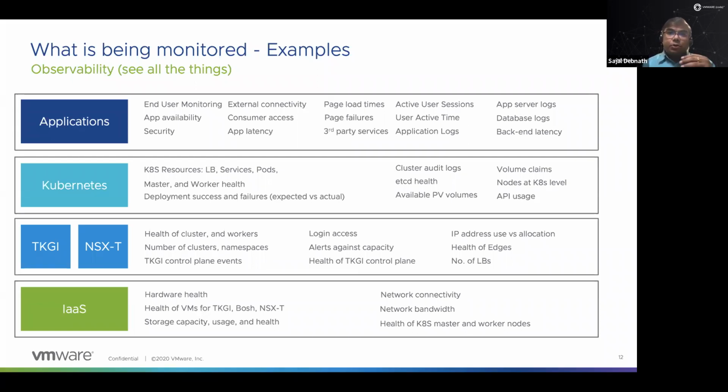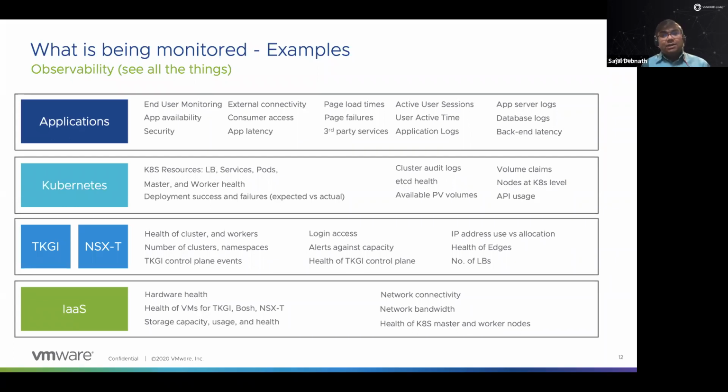And then in the Kubernetes environment, you need to know how the load balancer is performing, if you have enough capacity there, how the services are running, how the pods are doing, and if there are any issues you need to know about the master and the worker health. You need to know all those things, like cluster audit logs. You need to see who is doing what. And then on top of that, you have the applications.